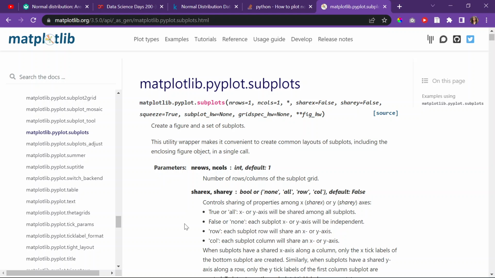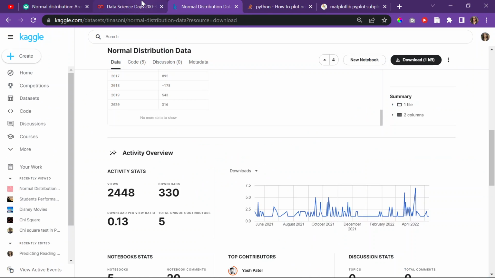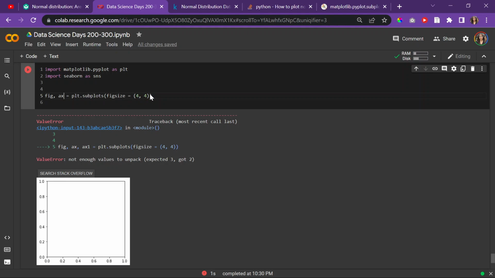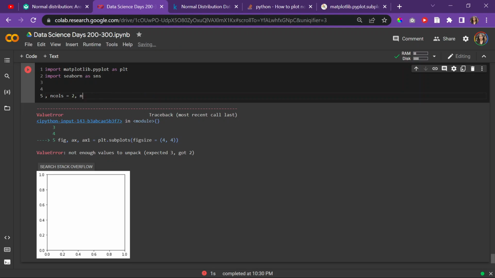I want to make 2 subplots, and I forgot how to do that. N rows. Oh, I do want 1 row and 2 columns, so I feel like you do n cols, which stands for number of columns, and you do 2, and hopefully that works. And maybe I want to specify n rows.